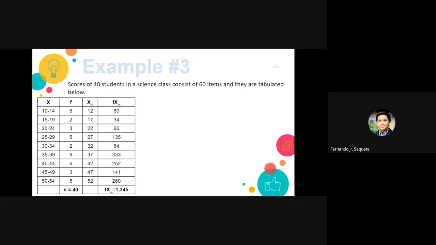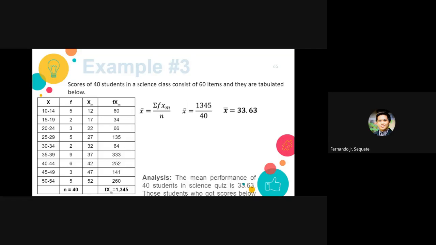And then right after that, all you have to do is to add up the fourth column. According to the fourth column, ang value niya is 1,345. Okay? So nakuha na natin yung value ng summation of f xm. Therefore, we are now ready to use the formula. So plug in lang natin. And then you have now the value 33.63.